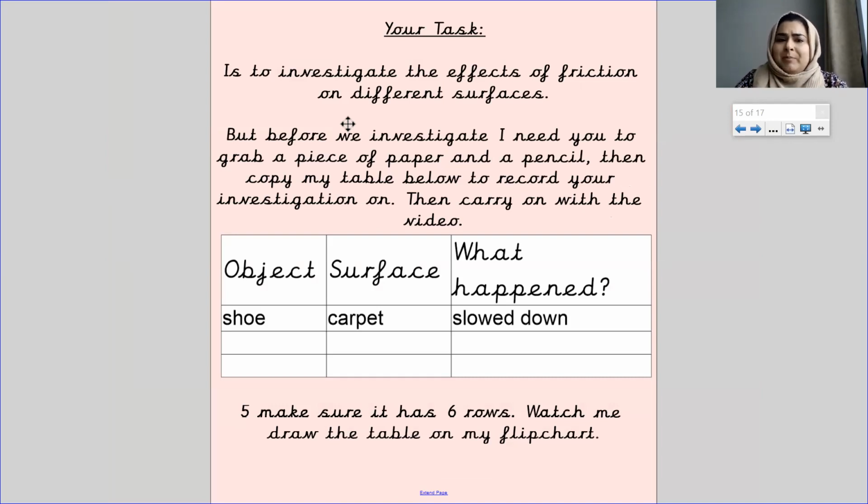Okay. But before we investigate, I need you to grab a piece of paper and a pencil, then copy my table below to record your investigation on. Then carry on with the video.